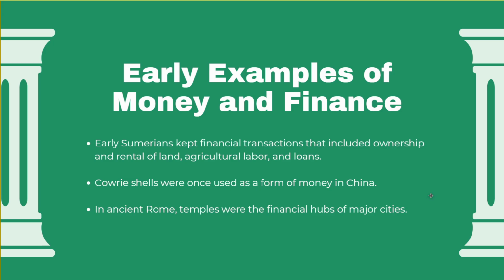Here are some early examples of money and finance. So first, early Sumerians kept financial transactions that included ownership and rental of land, agricultural labor, and loans. Cowrie shells were once used as a form of money in China, and all the way back in ancient Rome, temples were once the financial hub of major cities.